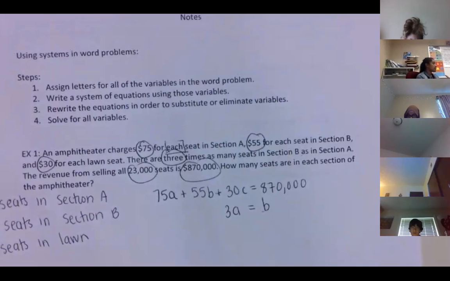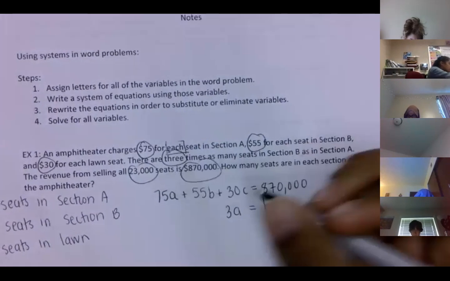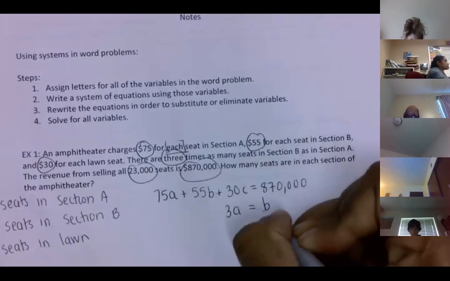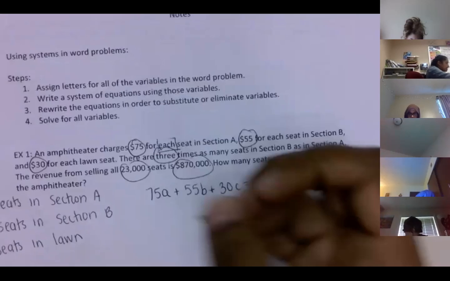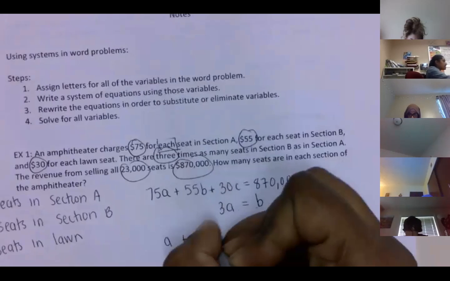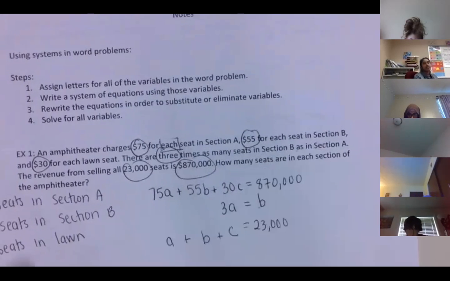All right, the last one, great question. We still have that 23,000. So I know that I have 23,000 seats total, so I'm gonna set it equal to 23,000. Well, what am I setting equal to 23,000? All of the seats in the amphitheater. So if I take the seats in section A, plus the seats in section B, plus the seats in the lawn, that's gonna give me 23,000 total. So now we have our 3 equations and our 3 variables. Are there any questions about that?